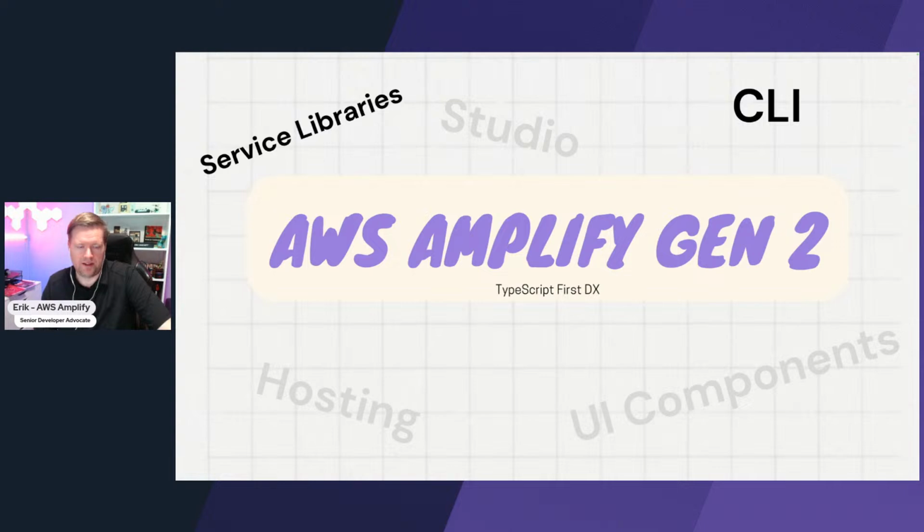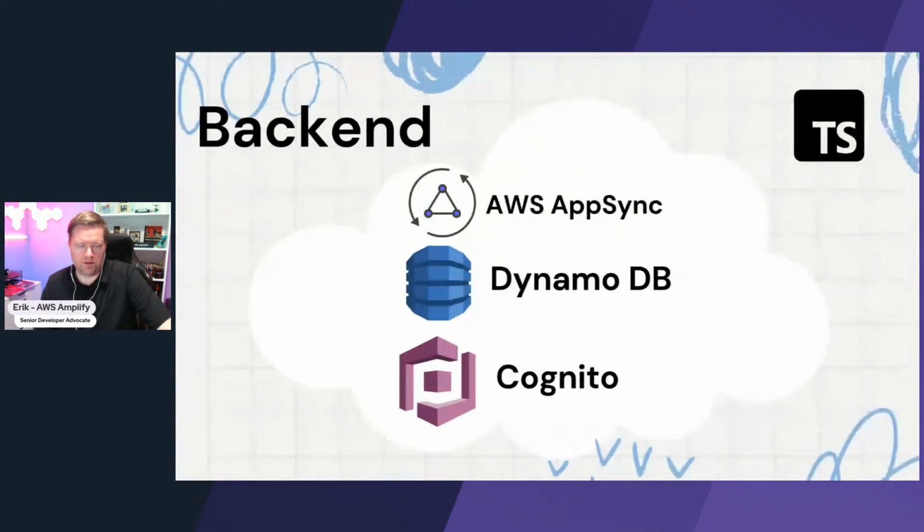Let's see. We have a few more bullet points. So let's go back to this end-to-end TypeScript idea. Let's say we have a backend. We have AWS AppSync, DynamoDB, and Cognito. We have Amazon Cognito.